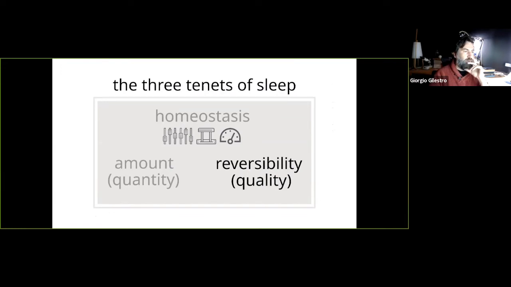All right, so we've covered the sleep amount, we covered sleep homeostasis, and we have uncovered some interesting general principles of sleep function, which I believe can be applied to all animals, not just to flies. And again, on this line, let's finally cover the last aspect, which is sleep quality. As I say, sleep quality is often made to coincide with sleep reversibility, at least in the way we measure it.